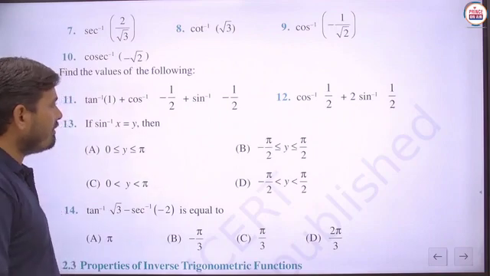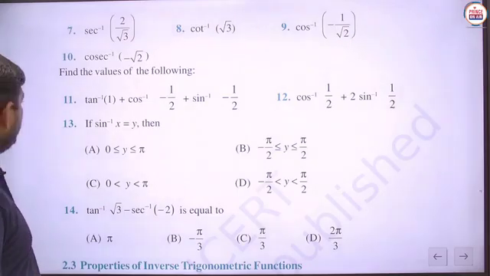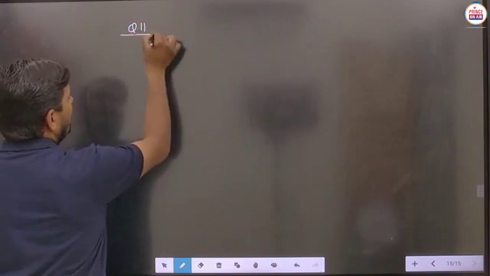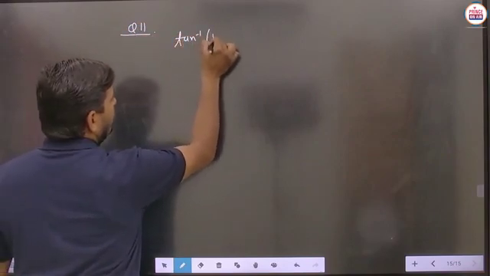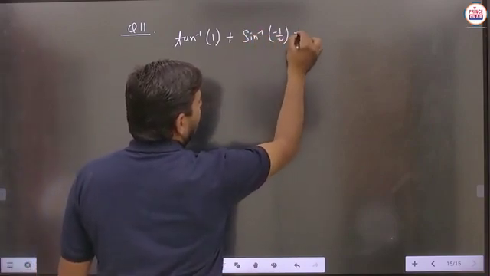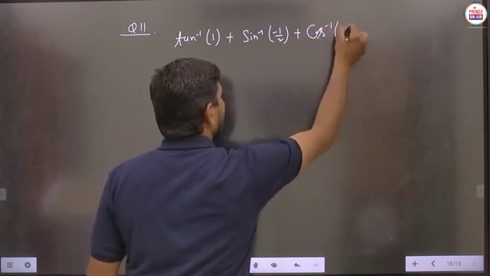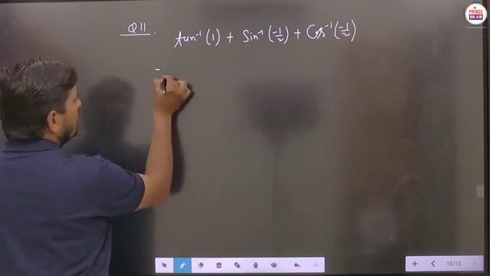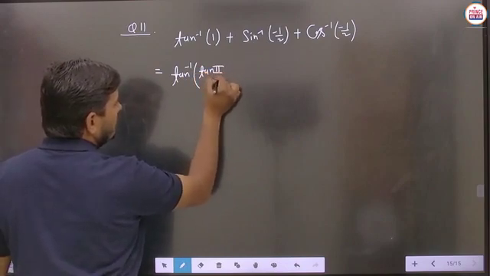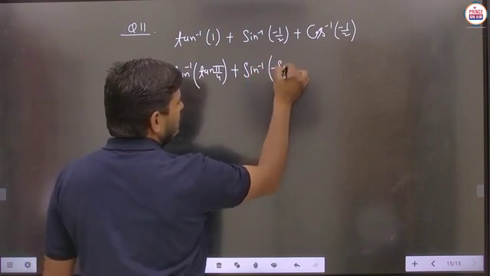So next, question number 11 we will take here: tan inverse 1 plus cos inverse minus 1 by 2 plus sin inverse minus 1 by 2. So in question number 11, we have to find the value of tan inverse of 1 plus sin inverse of minus 1 by 2 plus cos inverse of minus 1 by 2. No problem. So one by one we write each part. Tan inverse 1 can be written as tan inverse of tan pi by 4. Here you can say that sin inverse of minus 1 by 2 is written as sin inverse of minus sin pi by 6.